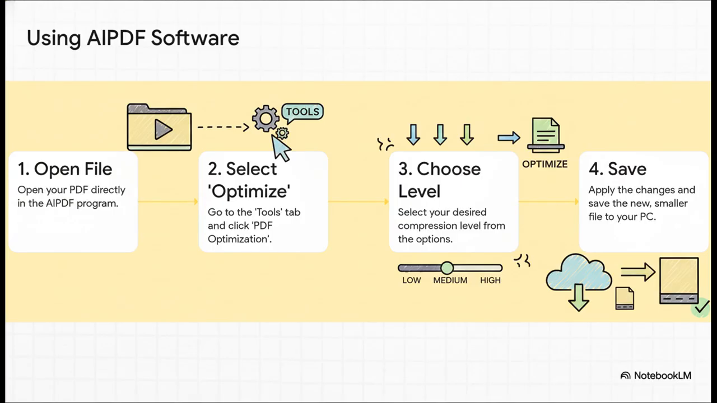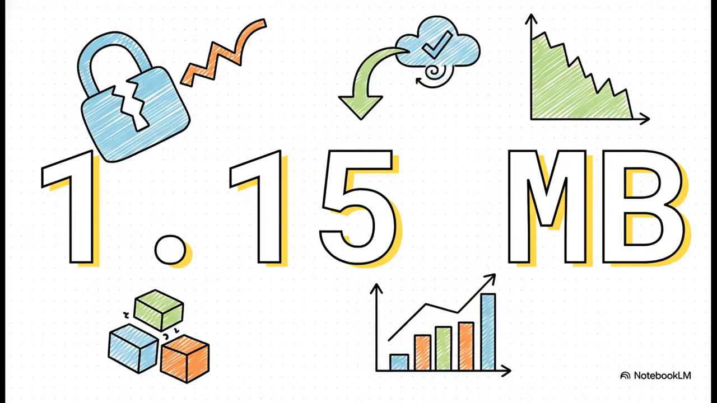You just open your PDF right in the program. Then you'll go to the Tools menu and find something called PDF Optimization. From there, it's the same deal as before. Pick your compression level and then just save the new, wonderfully smaller file. And check this out. The result is even more impressive. That same 6.85 megabyte file is now down to a tiny 1.15 megabytes. That's a whopping 83% reduction. It actually did an even better job than the online tool.